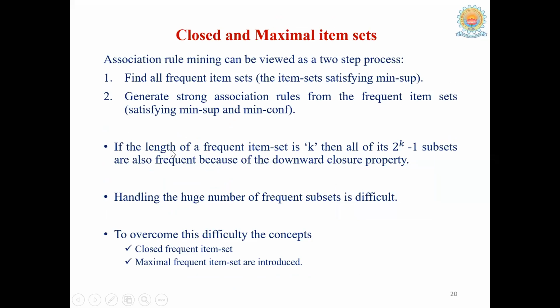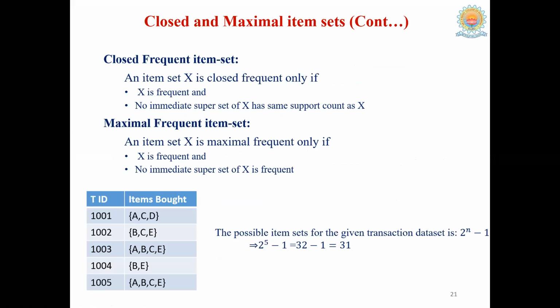From the downward closure property, we have too many subsets for a given frequent set. Why? Because if the length of the frequent item set is k, then all of its 2 power k minus 1 subsets are also frequent. Handling this many frequent item sets is highly difficult. So in order to get rid of this, we go for two methods: closed frequent item set and maximal frequent item set. Here is the closed frequent item set.